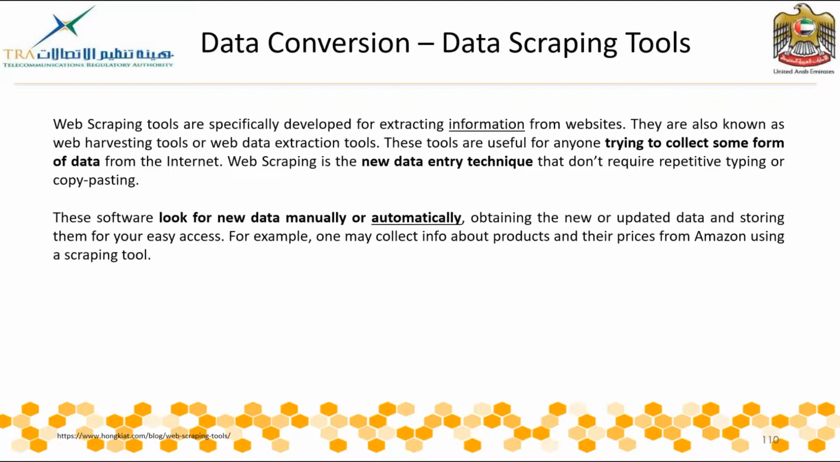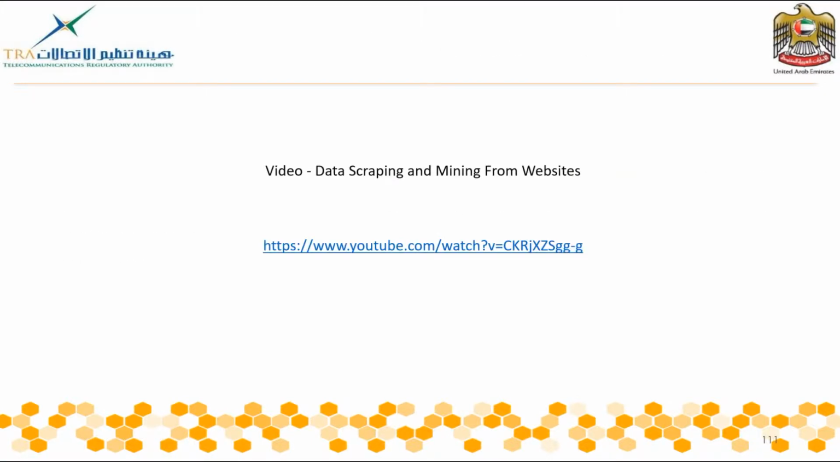These software look for new data manually or automatically, obtaining the new or updated data and storing them for your easy access. For example, one may collect info about products and their prices from Amazon using a scraping tool. This is a video on data scraping and mining from websites.